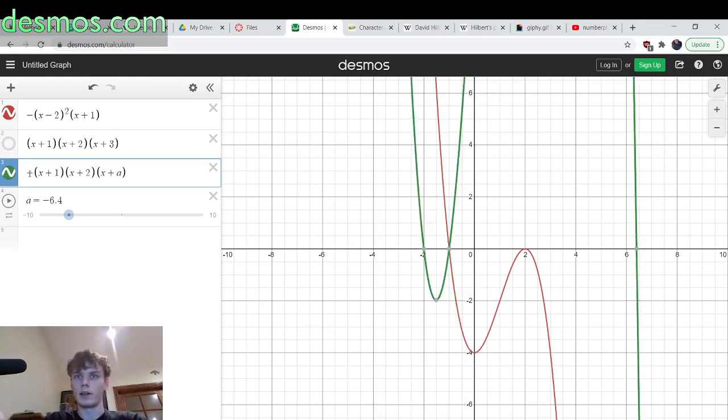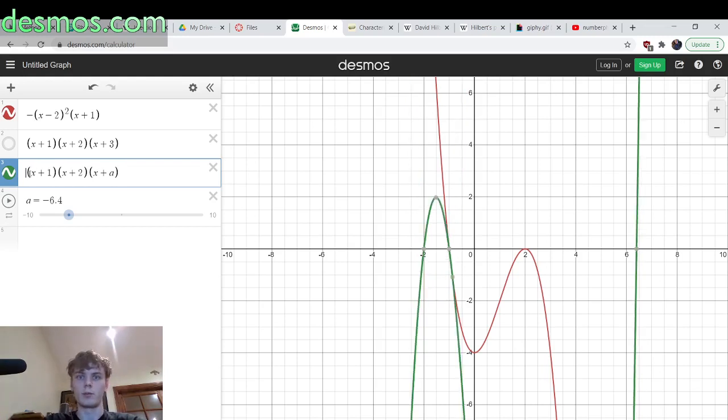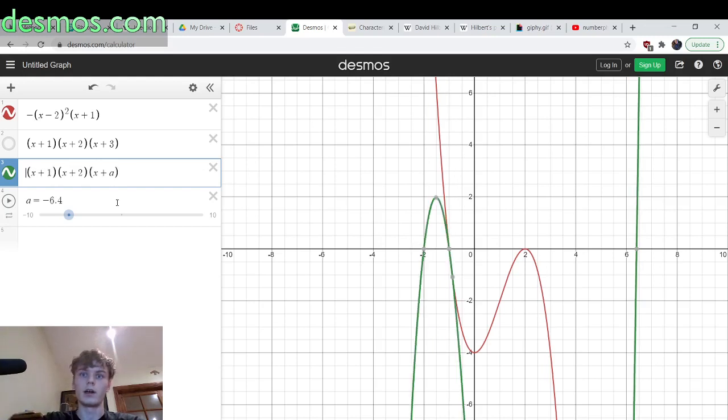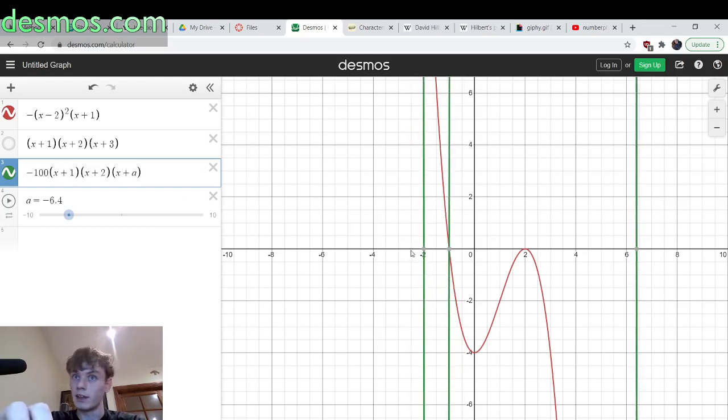I can add a minus sign here and not change anything. I can multiply by 10 here and not change anything about the roots. I can multiply by -100, and they still all have to go through -2, -1, and whatever I make a. Okay?